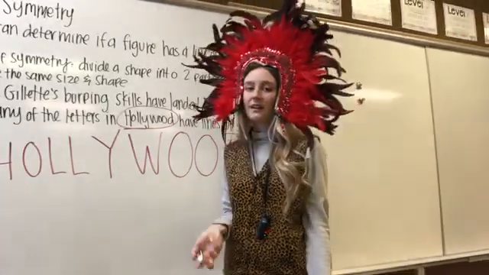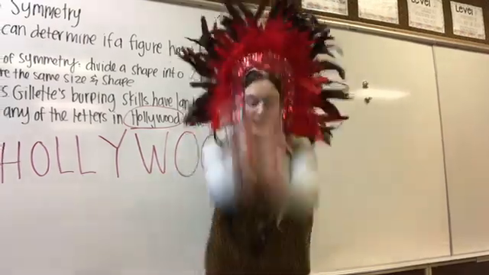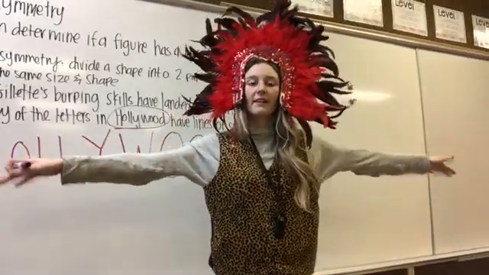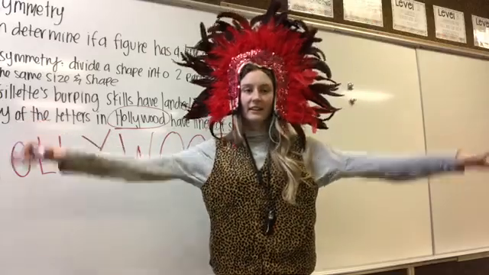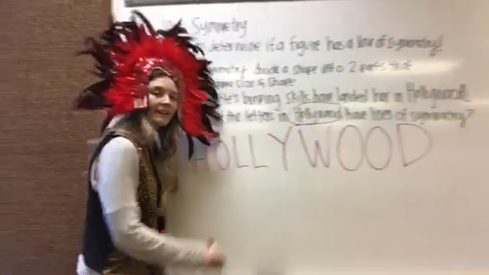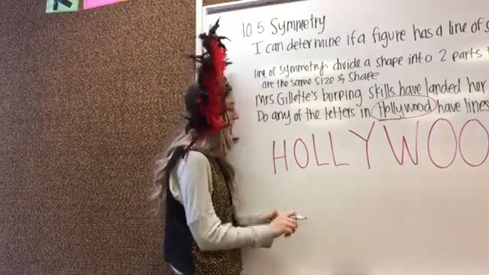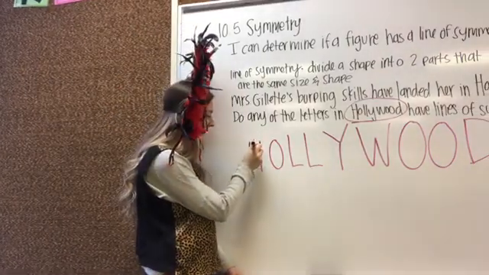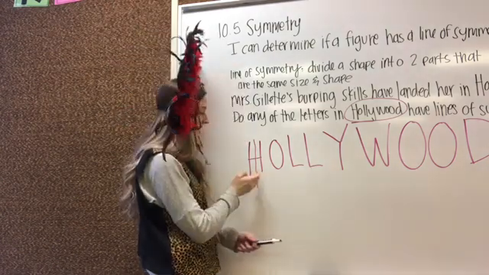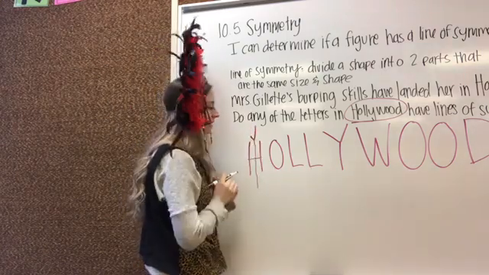Okay, so what line of symmetry means is that if we cut these letters in half, either vertically, which is up and down, or horizontally, which is this direction, long ways, then the two halves will be the same. So let me show you what I mean. If we look at the H in Hollywood, is there a way we could cut this where both sides would be the same? Well, if we cut it down the center vertically, are this half and this half the same? Yeah, so H does have a line of symmetry.